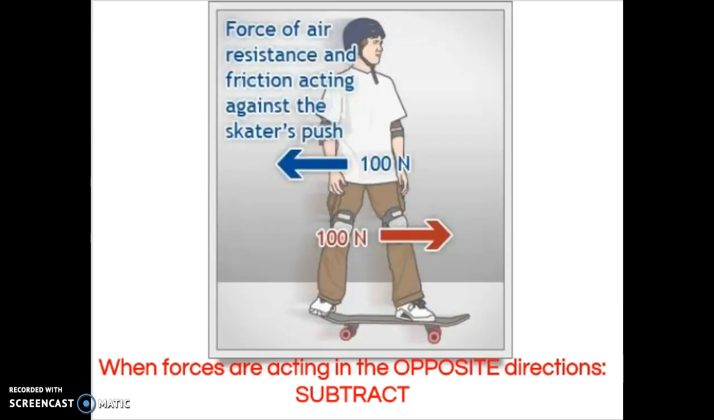Here, my skateboarder. I have the force of air resistance and friction acting against his pushing of his foot equal 100 newtons to the right, 100 newtons to the left. They are opposite, so what do you do? You subtract. 100 minus 100 is 0 newtons, so this is a balanced force.